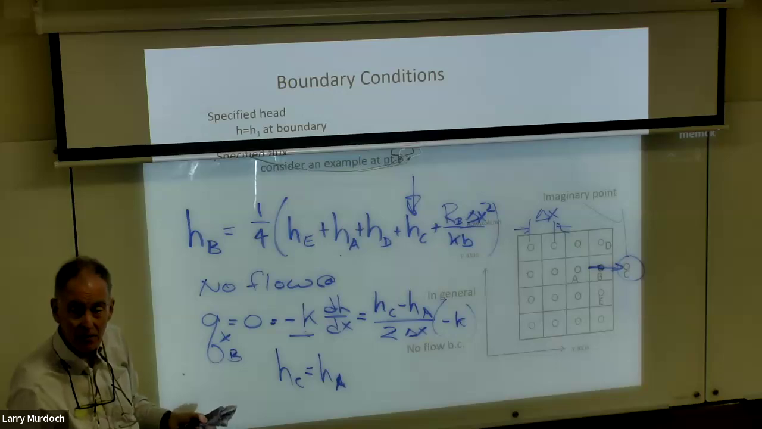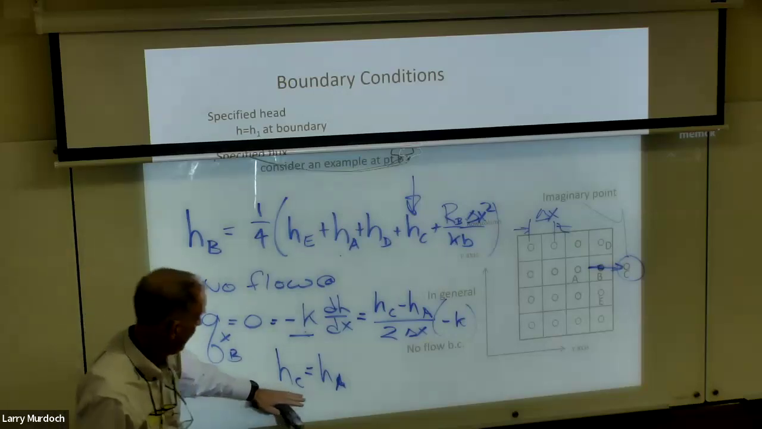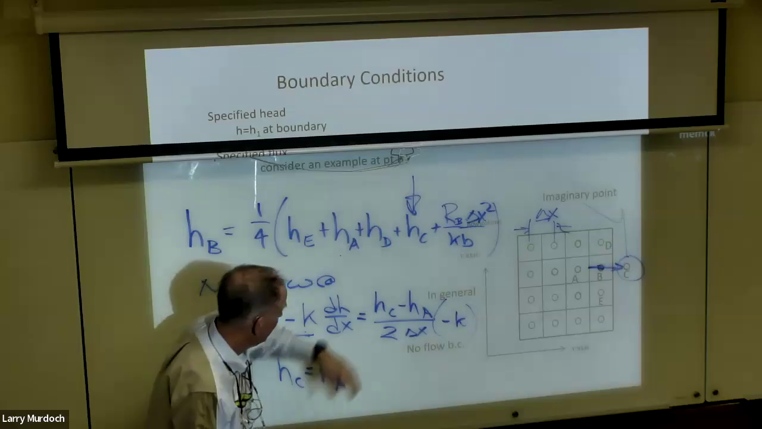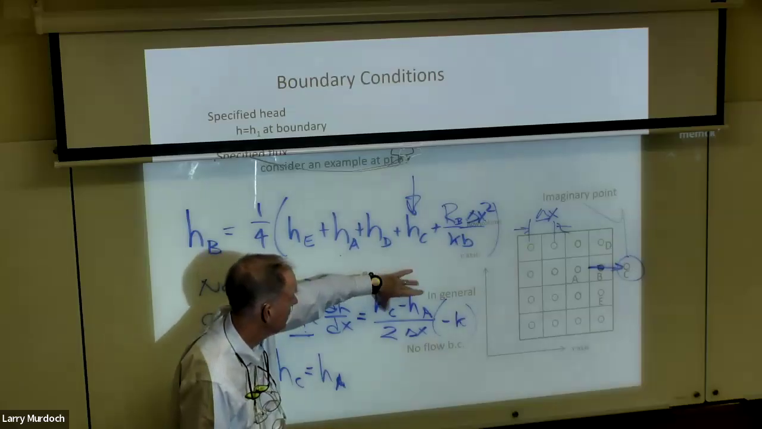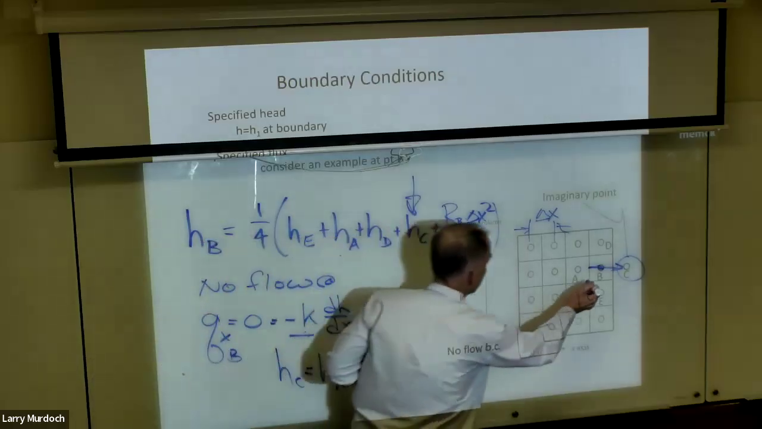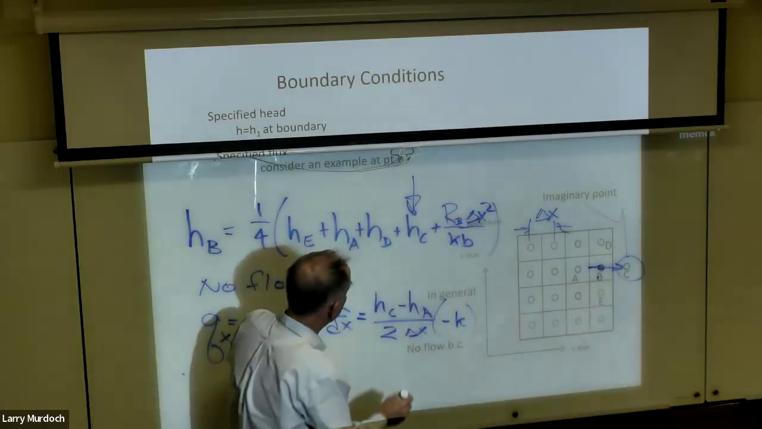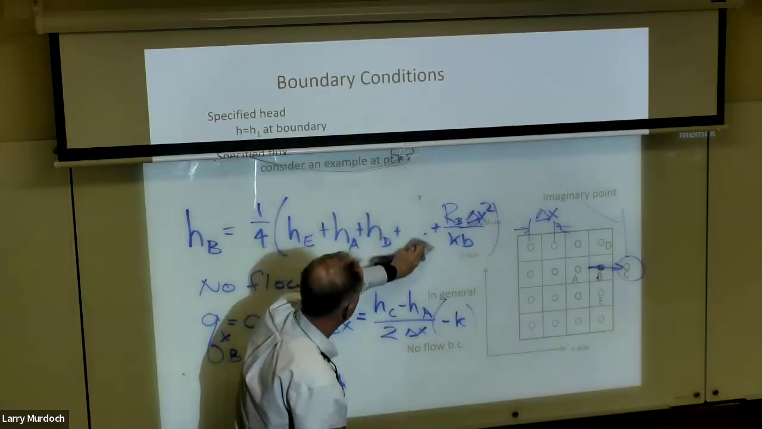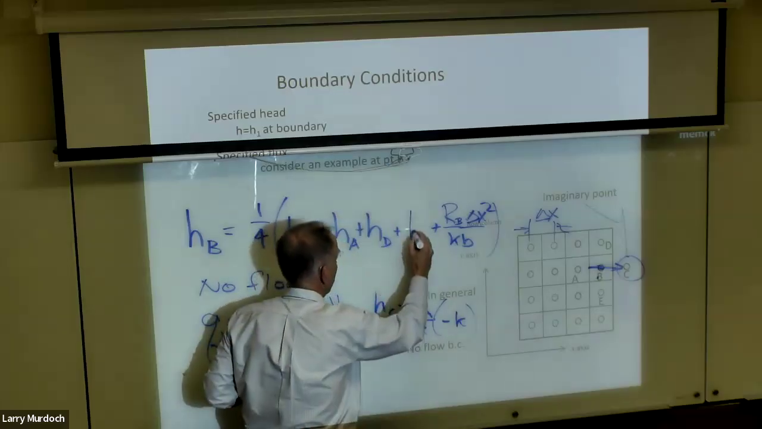Okay, see how that works? If that's true, that's 0. So at this point, HC equals HA. So we could just do that.